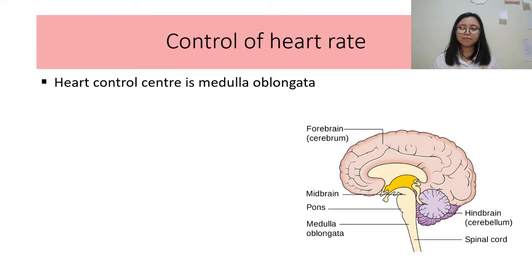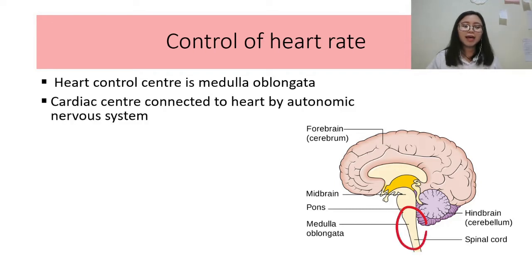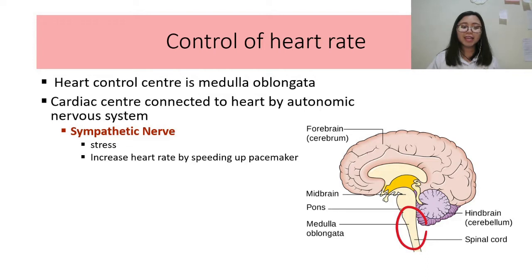This heart rate, yes, the heart starts its own beating, but our brain can control and influence how fast or how slow it wants the heartbeat to go. So we have a heart control center here in our medulla oblongata. The cardiac center is connected to the heart by the autonomic nervous system, which is done via two nerves. The sympathetic nerve, which gives stress, increases heart rate by speeding up the pacemaker, and releases noradrenaline.